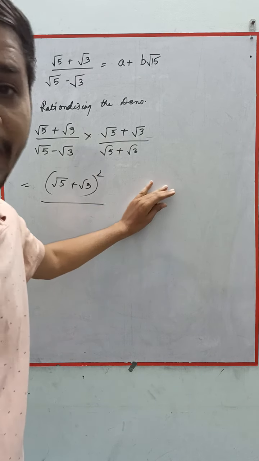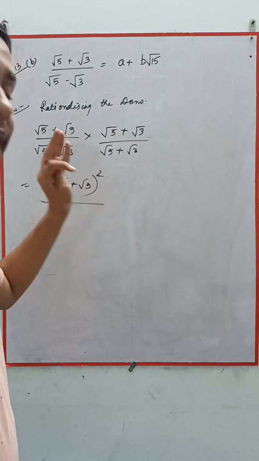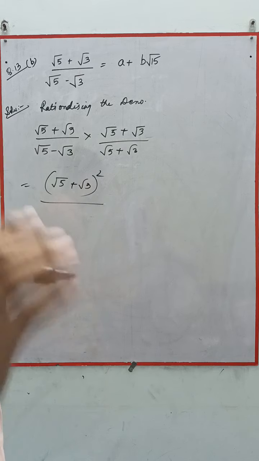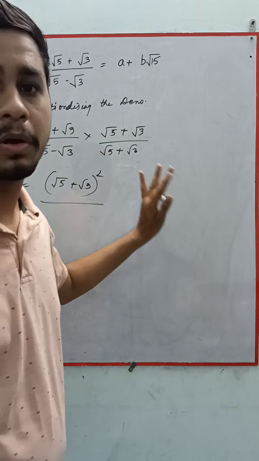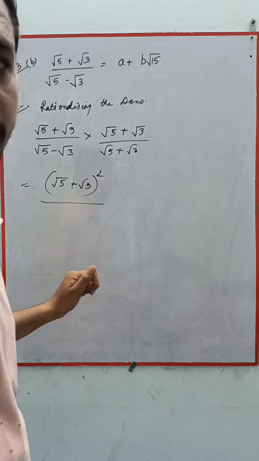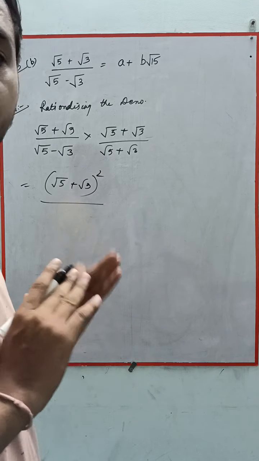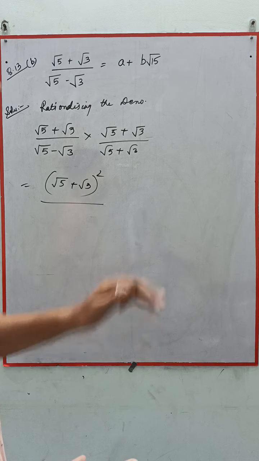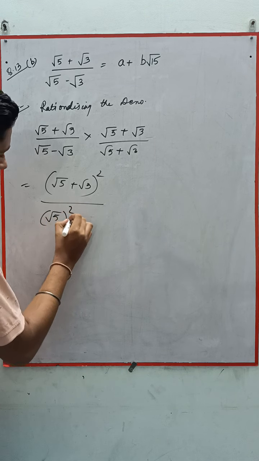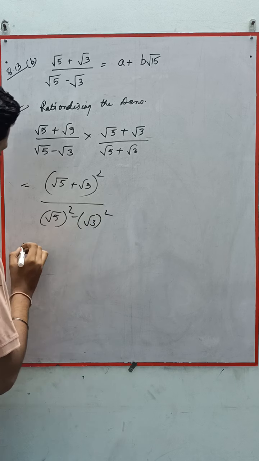Now I am not writing the identities here, but please specify identities in each and every question. Also in the examination, please don't forget to write these things, because they carry some marks. If you don't write, you won't get the full marks, even if your answer is correct. So don't forget to do that. Root 5 square minus root 3 the whole square.